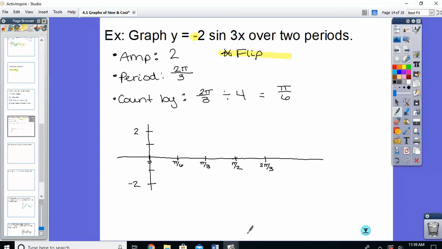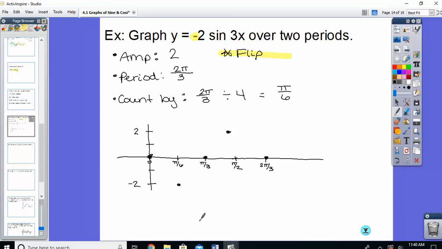Now we're just going to follow our pattern for sine. We're looking at sine. If you look at your little handout, sine always starts at 0. Then it goes up to its amplitude. But what am I doing on this graph? Flipping it. So instead of going up, I'm going to go down to -2. Now we're just going back and forth. So now we're going back up to 0, then we'll go up to +2, back down to 0.